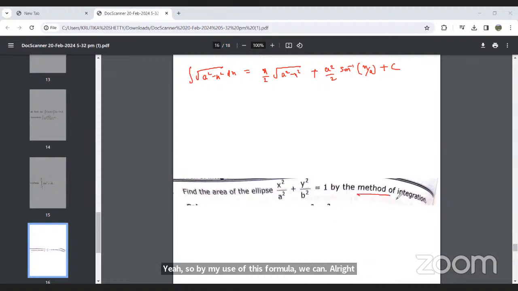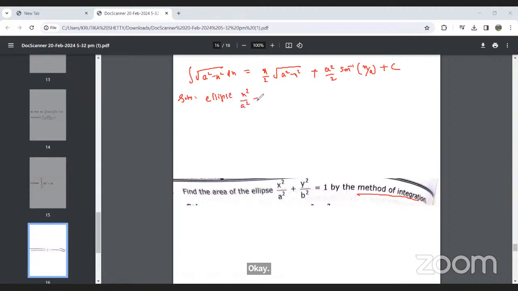Okay, here they are asking us to solve it using the method of integration. For this, first we need to draw the figure, and after drawing the figure, we can find the required region or the required area. So in the solution, first we will consider the ellipse. Consider the ellipse x square by a square plus y square by b square is equal to 1.